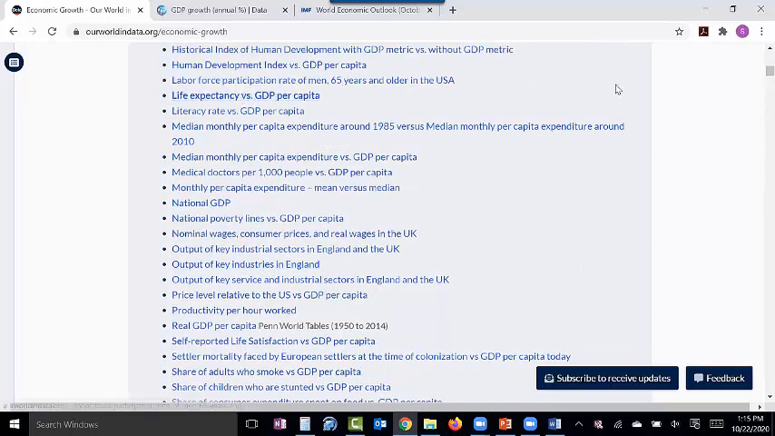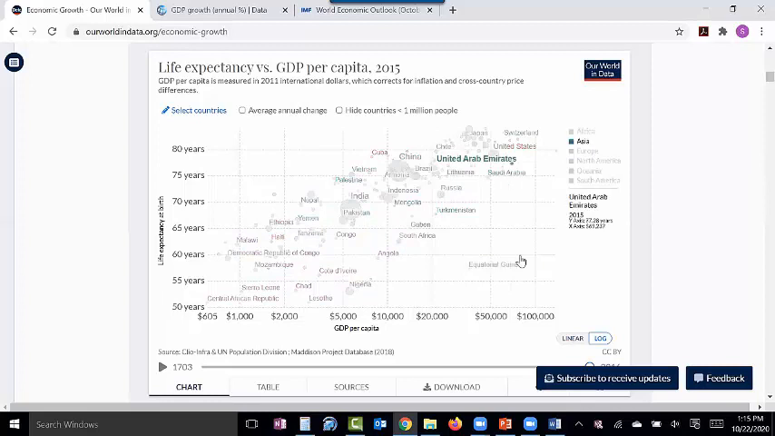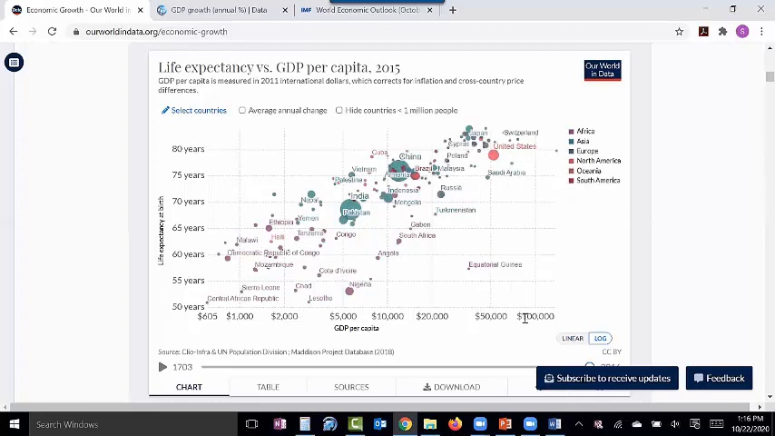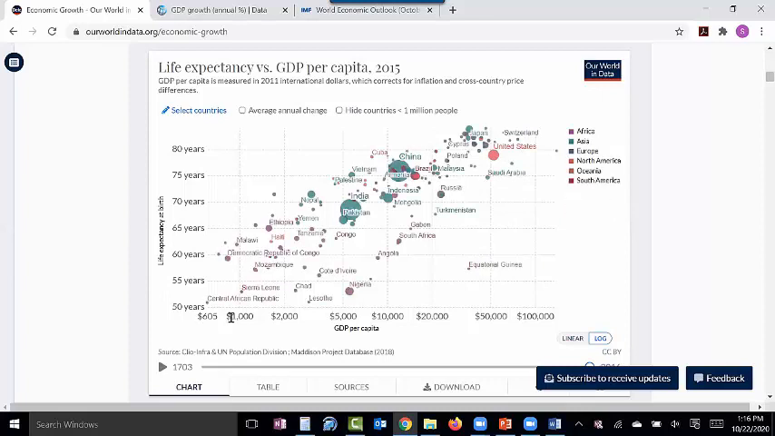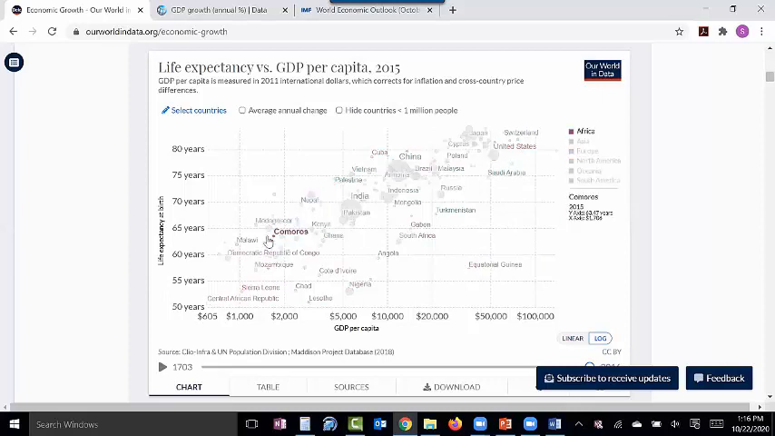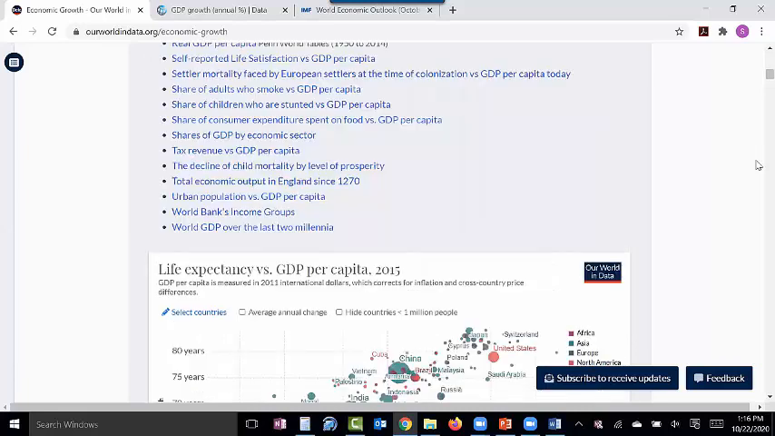Life expectancy as it relates to GDP per capita. So you can see the countries with the higher GDP per capita have the highest life expectancy. The poorer countries with the lower GDP have lower life expectancies. You could go in on any of these, but there's a very direct relationship there.